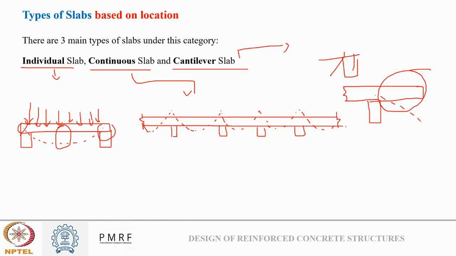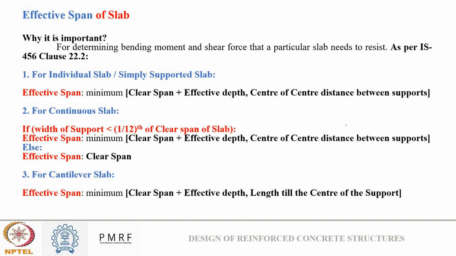Now before moving deep into the design of slabs, there are four key parameters that are related to the design of slab. These are effective span, load distribution, moment and shear coefficient, and depth of the slab. So what the IS code says regarding them, let's see one by one. First we have effective span.